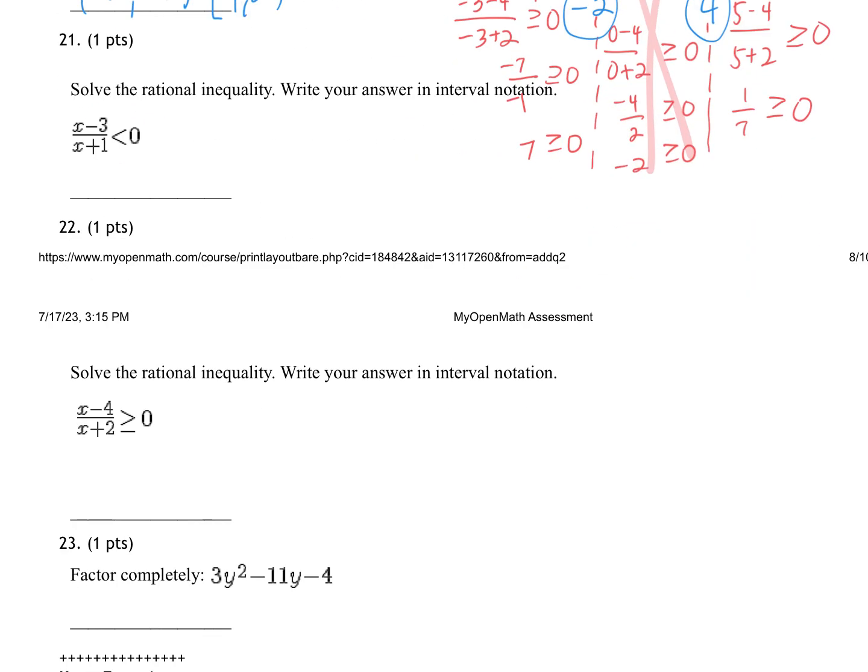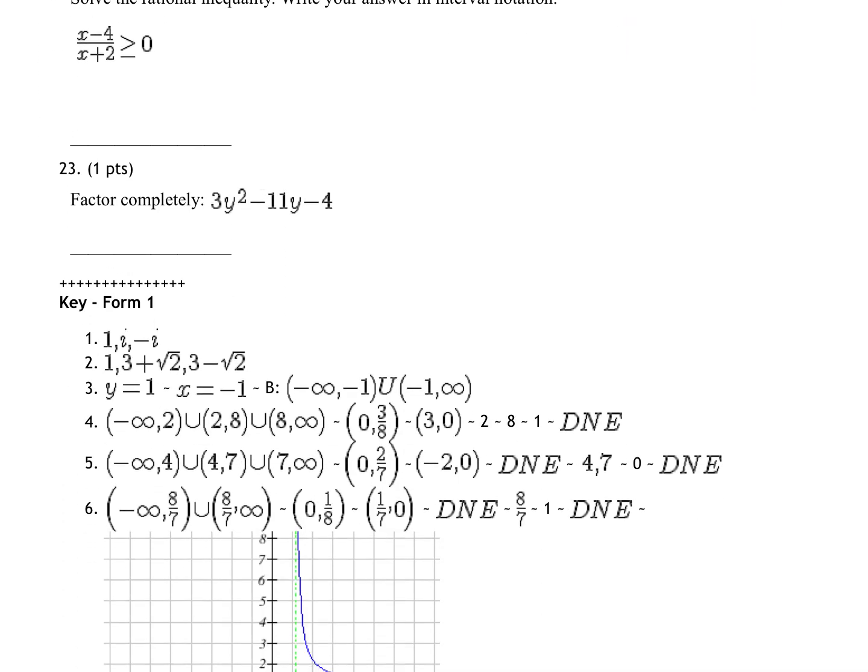Number 21 is similar. Number 22 is similar. Number 23 is a review factoring problem, so hopefully you can do that one. That brings us to the end of the review. I hope you find this helpful. Good luck on test 5.